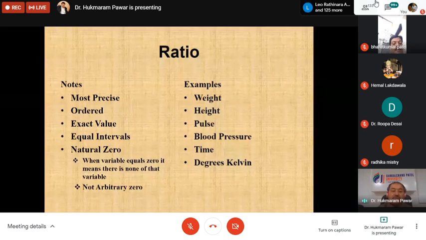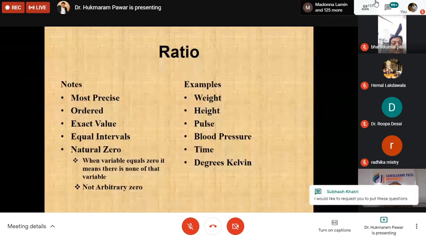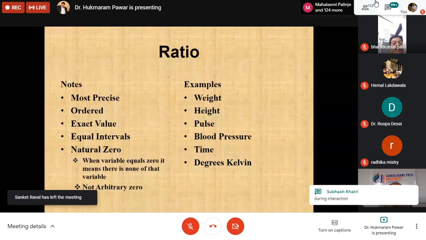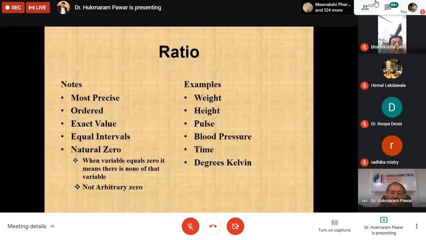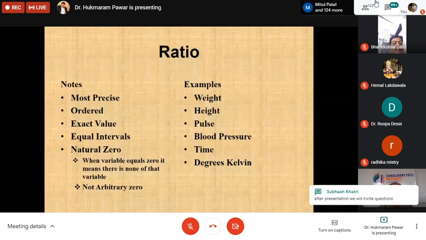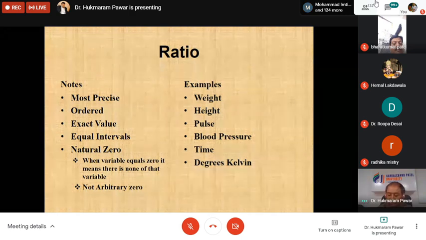Natural zero means here zero is real. Here zero means nothing. Profit zero means zero. Weight zero means actual zero. Zero means none here. But in ordinal and interval, interpreting zero as none is wrong, because zero is arbitrary there. When a variable equals zero and it means there is none, that means natural zero. No arbitrary zero is the characteristic of ratio type of data.